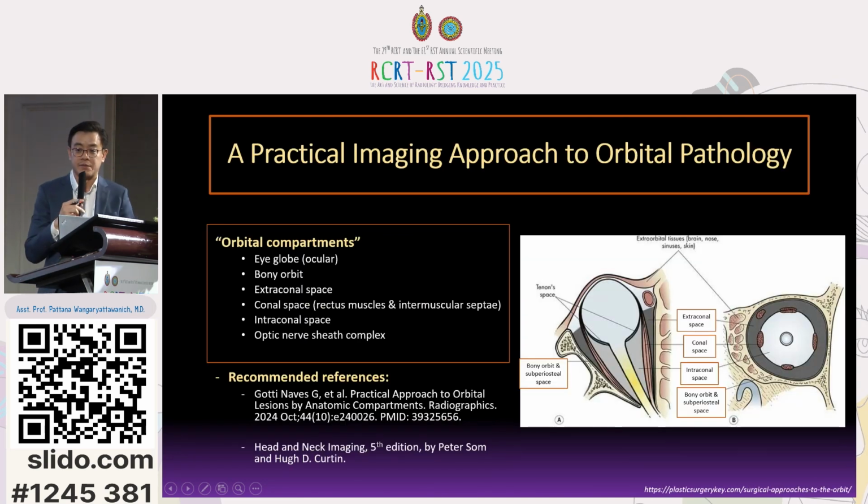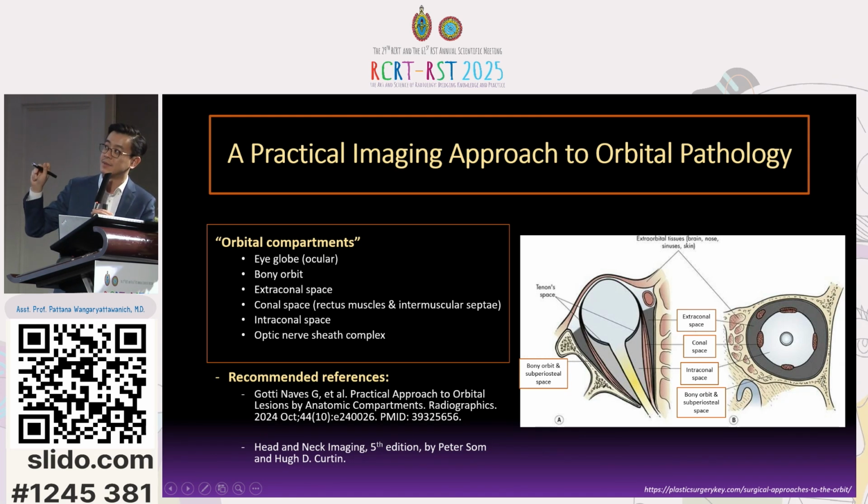Okay, so we finished the first part. Now we move on to the second part. When we encounter patients who have orbital pathology on imaging, how should we think about it? This is a pretty important concept when we approach patients who have orbital pathology, and that concept is orbital compartments. That means the orbit can be divided into 6 different compartments based on the anatomy.